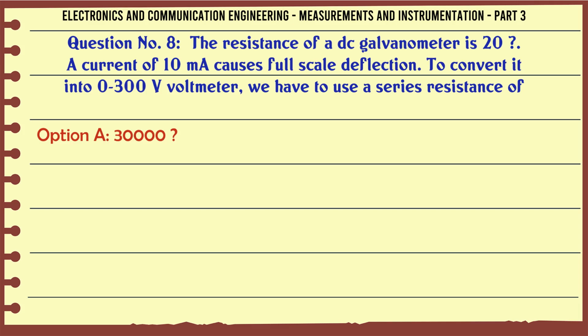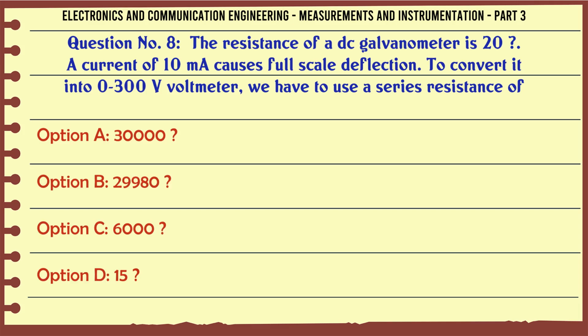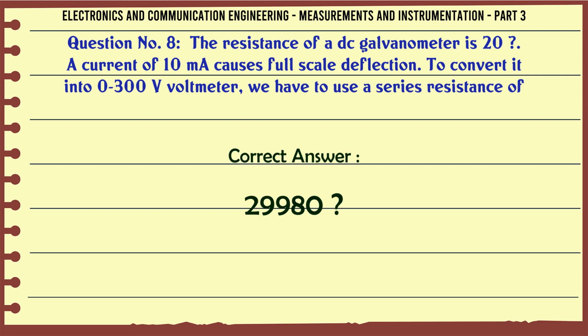The resistance of a DC galvanometer is 20 ohms. A current of 10 mA causes full-scale deflection. To convert it into a 0-300 V voltmeter, we have to use a series resistance of: A, 30,000; B, 29,980; C, 6,000; D, 15. The correct answer is 29,980.